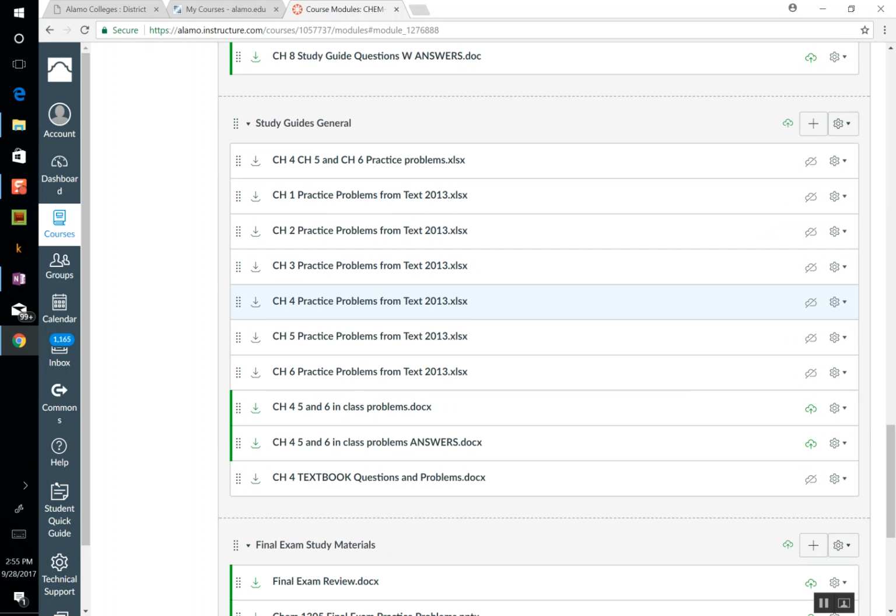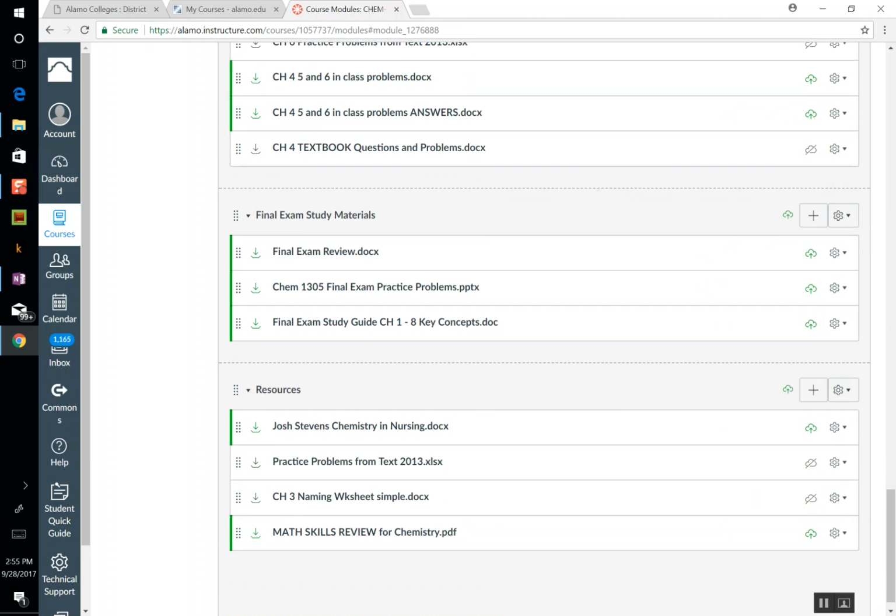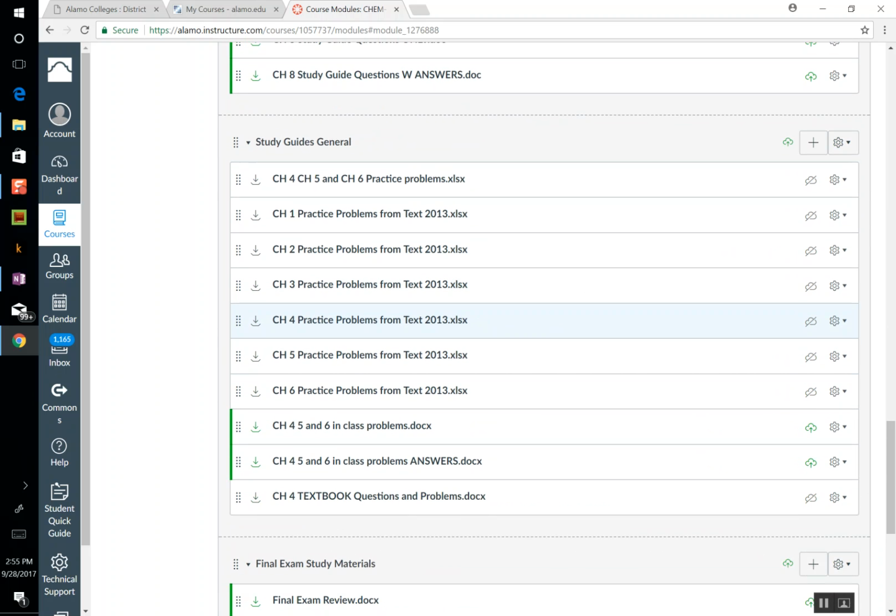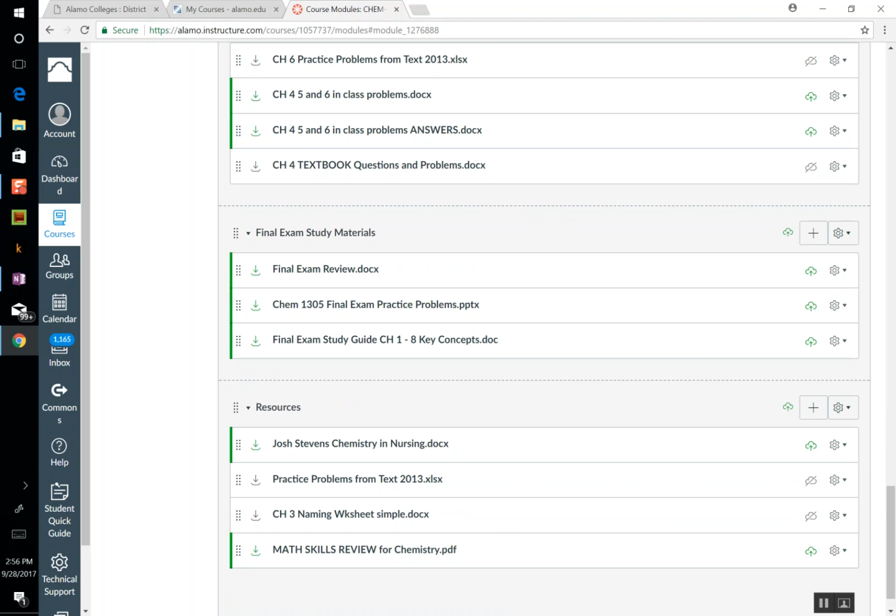There are practice problems from the back of the book. The problem with these is this is probably based off of the 8th edition and not the 9th edition. What McGraw-Hill does is sometimes they put the same questions in there, just change the numbers so that you have to buy a new book, things like that. So that's maybe not as helpful.